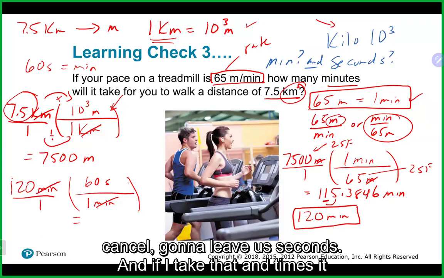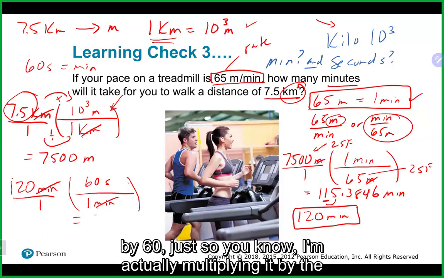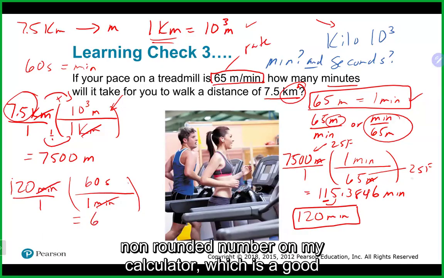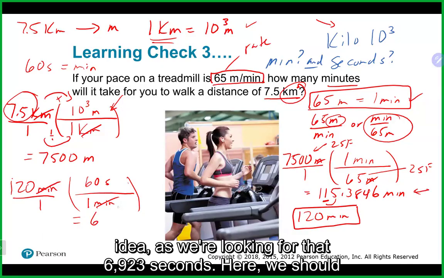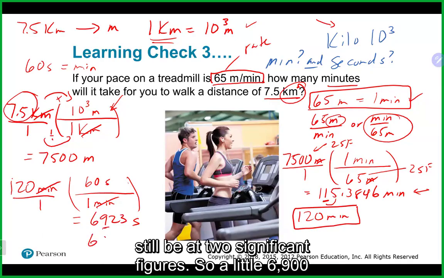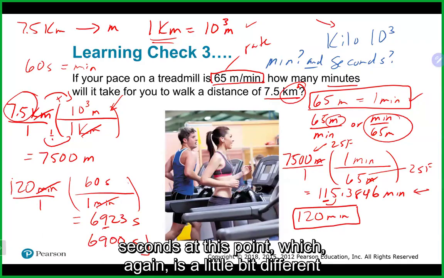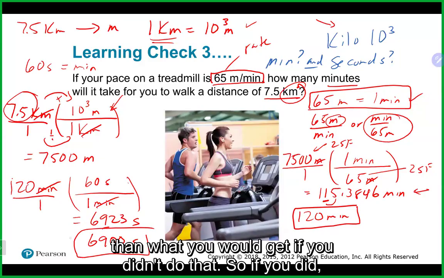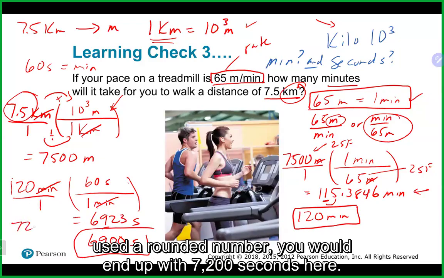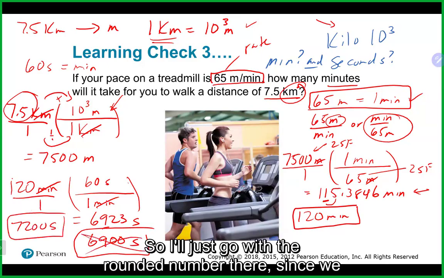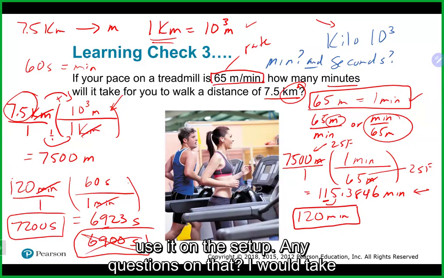And if I take that and multiply it by 60, just so you know, I'm actually multiplying it by the non-rounded number on my calculator, which is a good idea since we're looking for that. 69.23 seconds. Here we should still be at 2 significant figures, so a little 6,900 seconds at this point, which again is a little bit different than what you would get if you didn't do that. So if you didn't use the rounded number, you would end up with 7,200 seconds here. So I'll just go with the rounded number there since we used it in the setup.